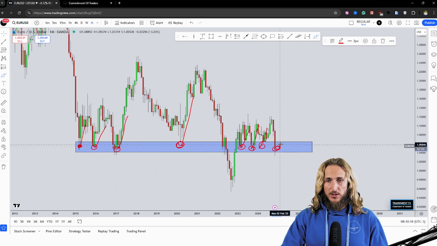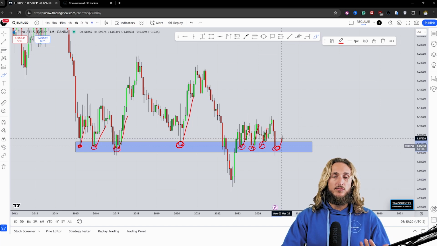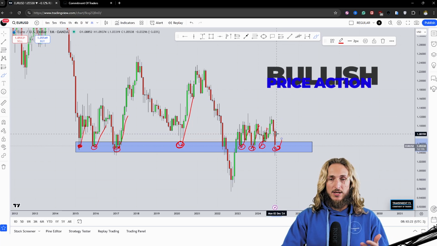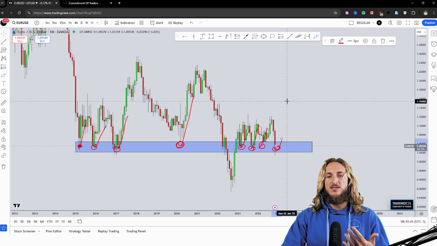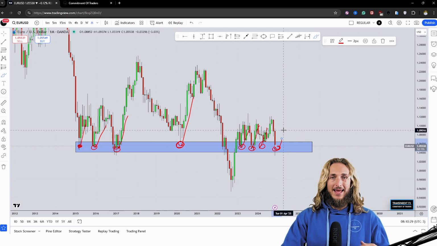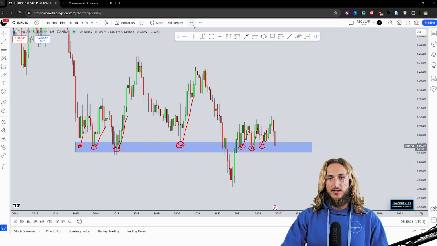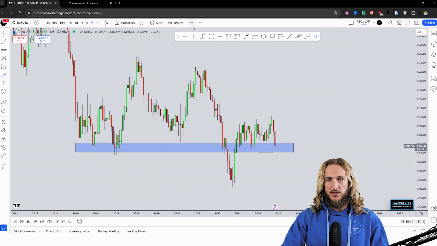Therefore, there is a good probability of seeing at least some short-term bullish price action being created away from the zone, since the market is supposed to be experiencing some buying pressure at this level, as already happened in the past. That is definitely a possibility.